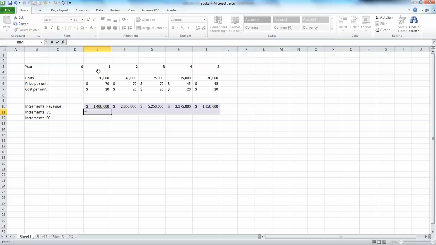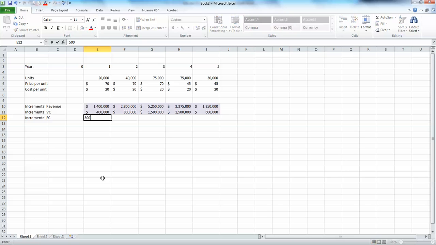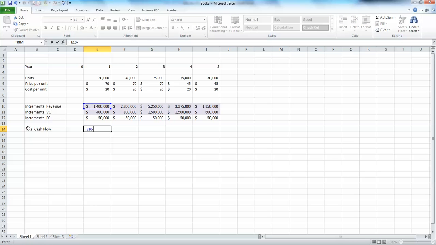Our variable costs are equal to the units times our cost per unit. You guys should remember both of those from the week we talked about forecasting. And I told you our incremental fixed costs are $50,000 for every single year. So I'm going to drag that across. And this is going to give me total cash flow. And it's going to be our incremental revenue minus our incremental variable costs minus our incremental fixed costs.